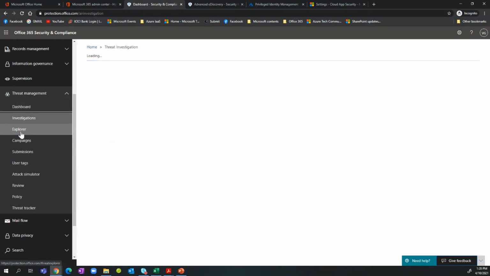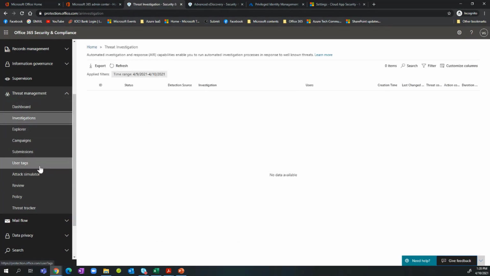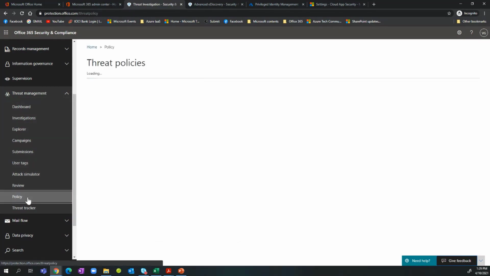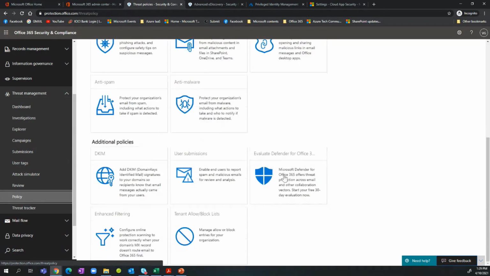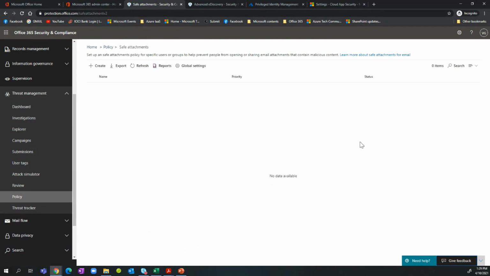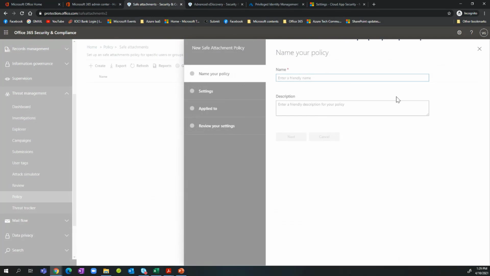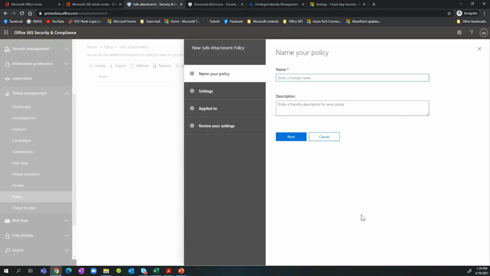So with this, there are a couple of things that you can go ahead and do. Policies. Let me click on policy. These are all the different kinds of policies that you can create. Now if I go to safe attachment, right, you can create a policy for safe attachment. So these could be attachments which are being stored in your email, right? So when an attachment comes, what do you want to do with those attachments?